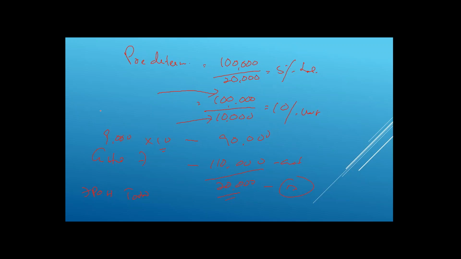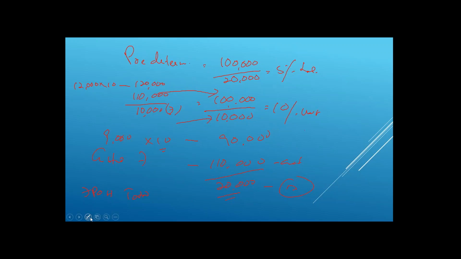On the other hand, if I produce 12,000 units, 12,000 into 10, we have absorbed 120,000, whereas our actual overhead is only 110,000. Then there is an over absorption of 10,000, which we call a favorable variance. So the overhead total variance is basically what is in your traditional costing as under absorption or over absorption. That is what you must remember.